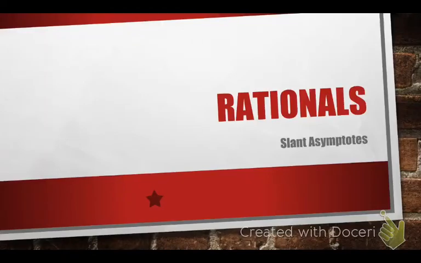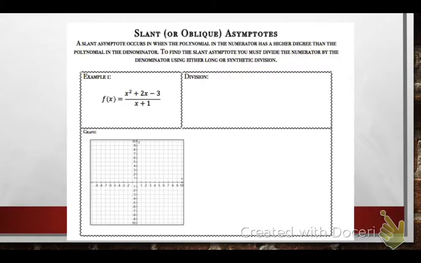In this lesson, we're going to look at slant asymptotes. Another name for a slant asymptote is an oblique asymptote. So when we think about horizontal asymptotes in the end behavior of rational functions, we have three different things that can occur. We can have a horizontal asymptote where y is equal to 0.